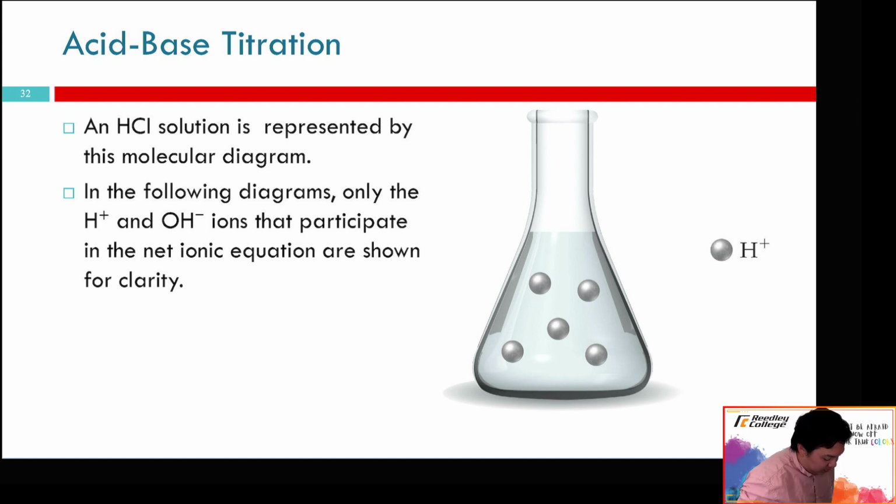An HCl solution is represented by this molecular diagram. In the following diagrams, only the H and OH ions that participate in the net ionic equation are shown for clarity. I think there's supposed to be chlorine ions in here as well. Oh, that's gonna disappear.